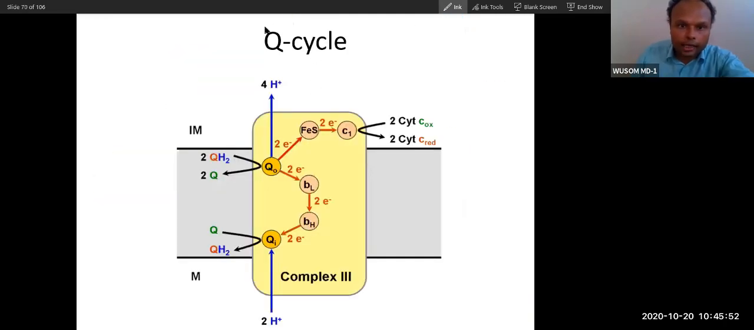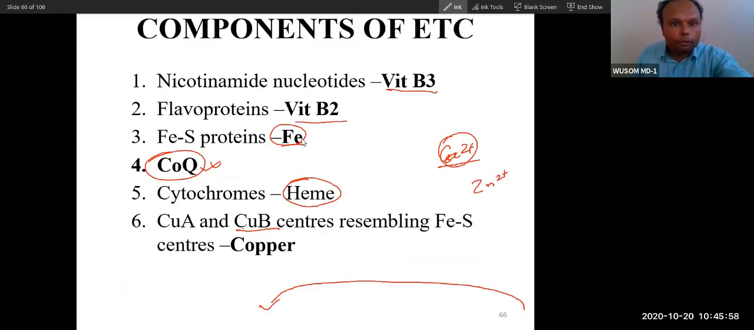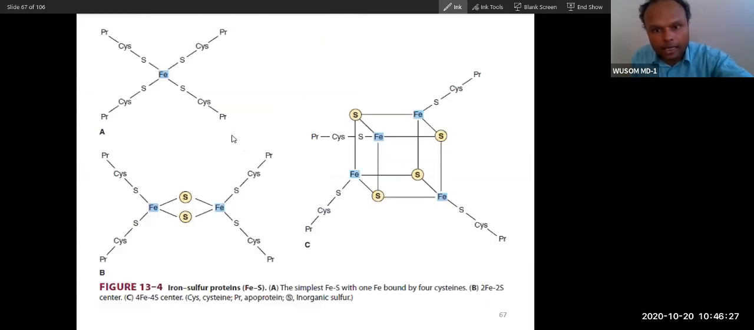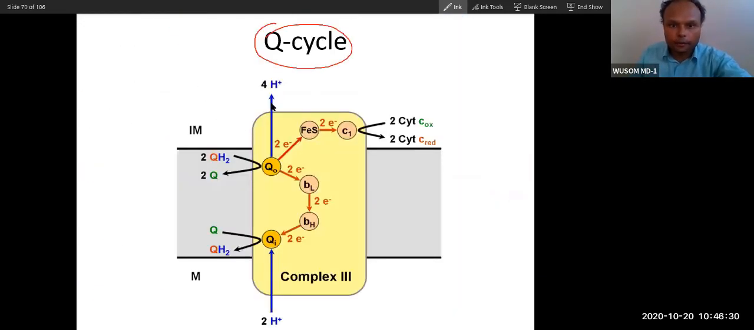There comes a cycle called the Q cycle. I told you in the beginning that protons are pumped from complex 1. Actually, from complex 1 the protein itself pumps the proton. But for complex 3, coenzyme Q also helps in pumping the proton. How? This is done by the Q cycle. So the Q cycle helps proton pumping for complex 3. That is the significance of the Q cycle in the wiring.